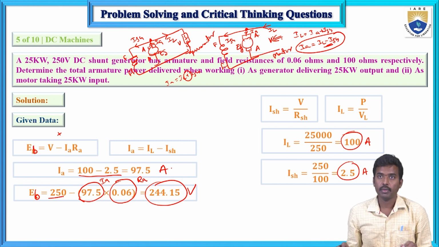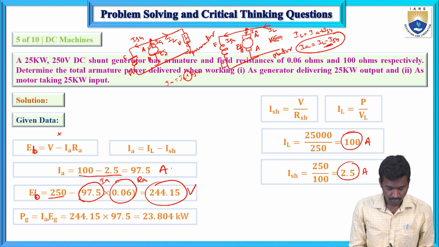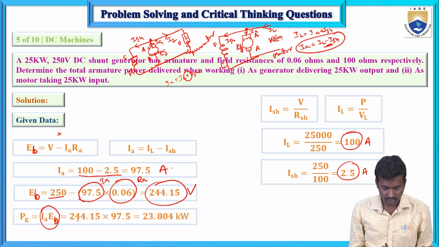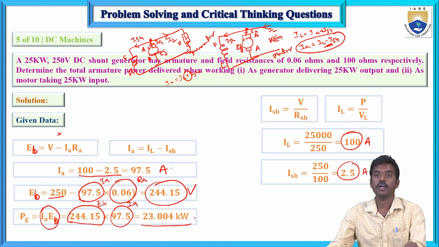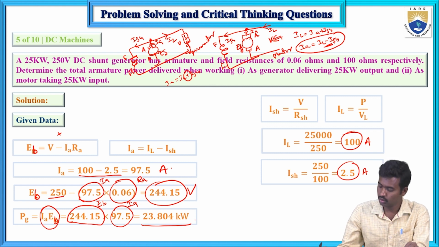Now the power taken is IA into EB, that equals 244.15 into 97.5. This is EB and this one is the IA. Now the final value is 23.804 kilowatts.